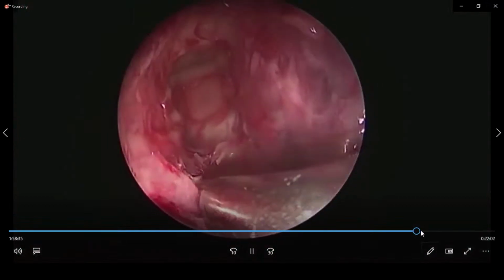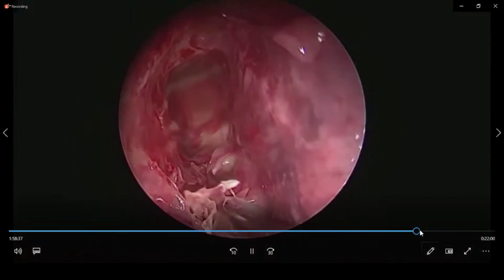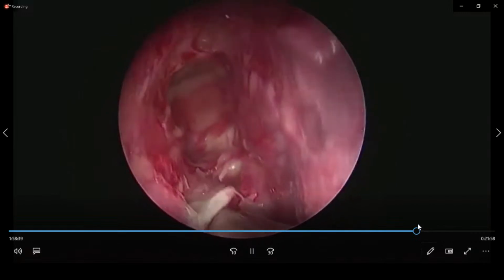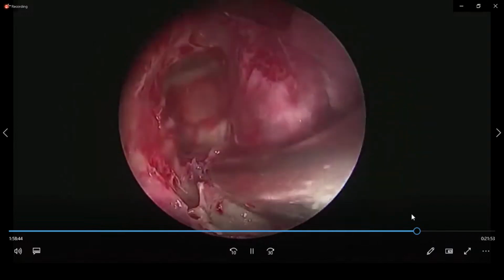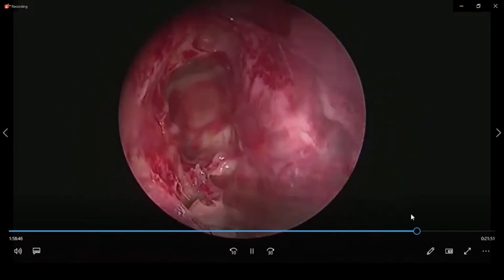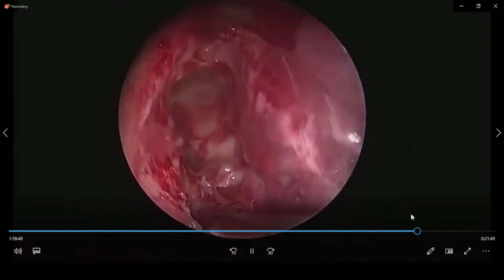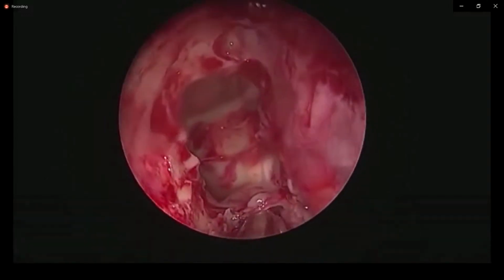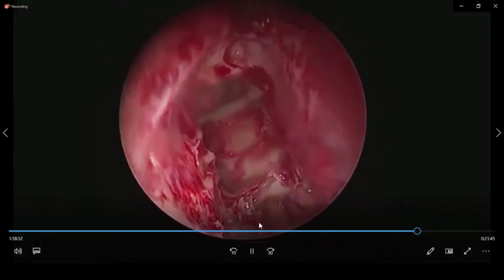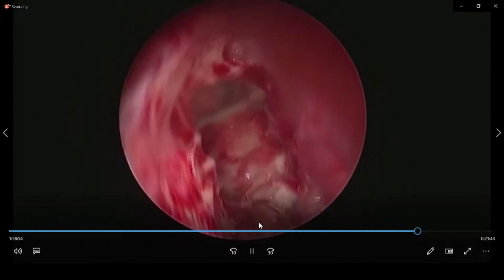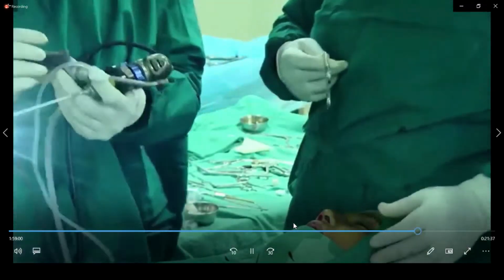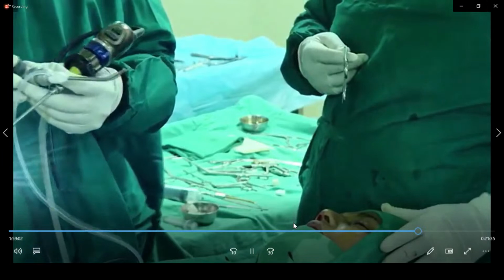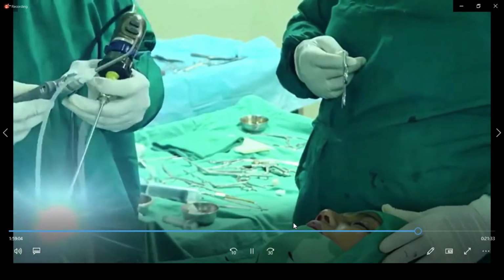See the remnant of the bulla being removed with the microdebrider. This is the lower part of the bulla being removed. And see above at the level of the skull base, once you remove this, you'll find the anterior ethmoidal artery coursing. See, this is the attachment of the bulla on the skull base. And the artery is behind that attachment. That's how this bulla protects the artery from getting injured.